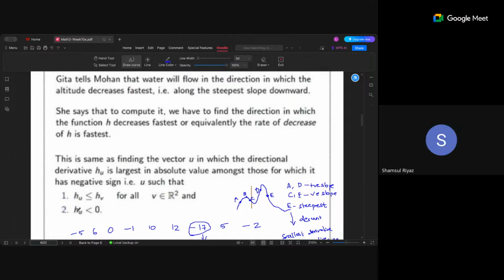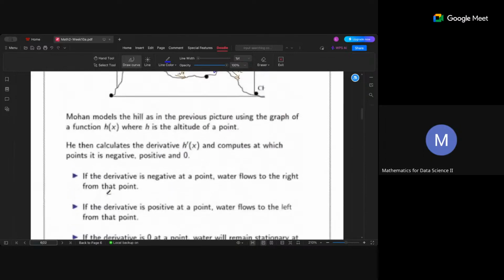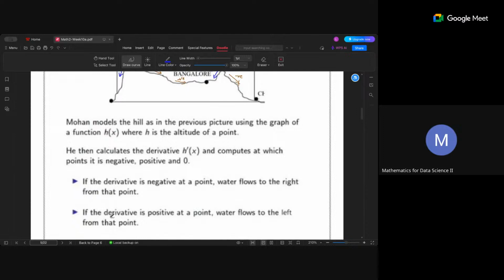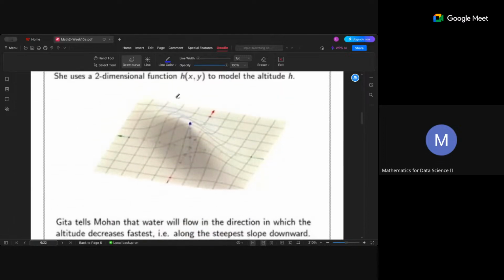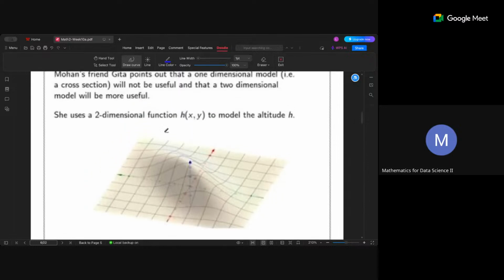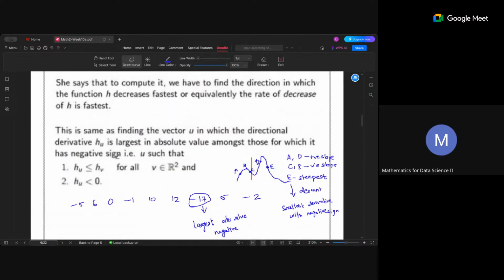Ma'am, what is this HV? This is the directional derivative. See, instead of just derivative, when we are having a multivariable function, you are going to have directional derivative when you have to talk about rate of change. That's all. Here, H is your function and HU is the directional derivative in the direction of U.